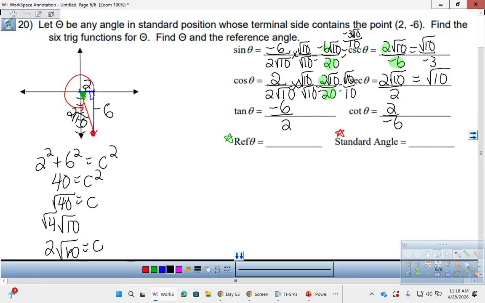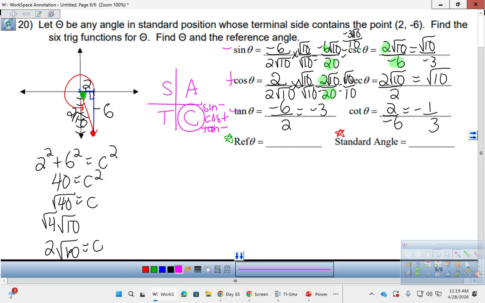And I can simplify that to negative 3 or negative 1/3. And let's say you forgot the negative on the 6 and you just had it as a regular 6. You could do all students take calc. We're in quadrant 4, so cosine should be my positive one, meaning that sine and tangent should be negative. So I'm just going to go through and make sure that that's true.